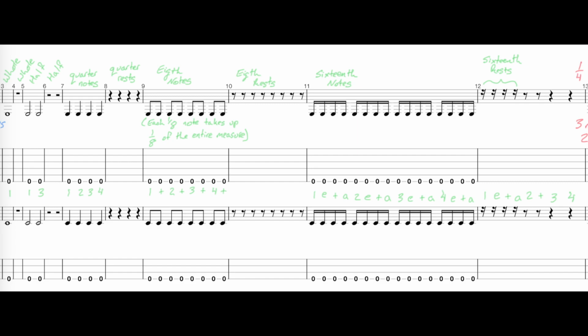You have quarter rests in measure 8. In measure 9, we come up to eighth notes, so they're going to be 2 times as fast as the quarter notes, and 8 of them fit in a measure.